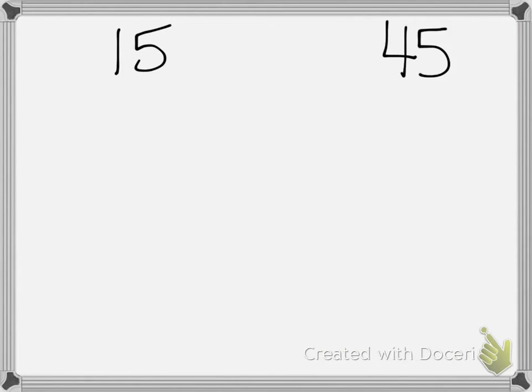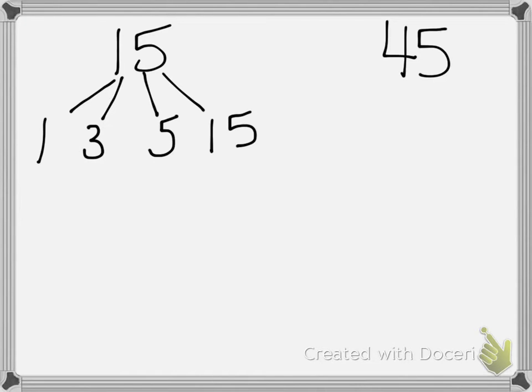So we'll look at the 15 first, because that's the smaller number. We know 1 times 15 is 15. It's not an even number, so 2 doesn't divide into it. But 3 does divide into it, and 3 times 5 equals 15. 4 does not divide into it, so these are all the factors that we have.